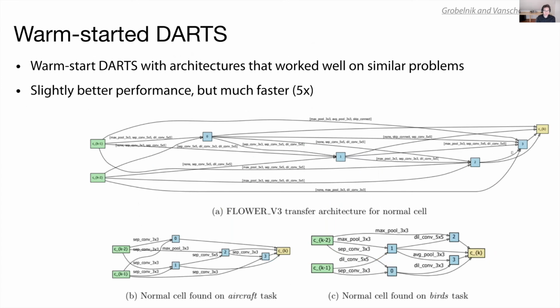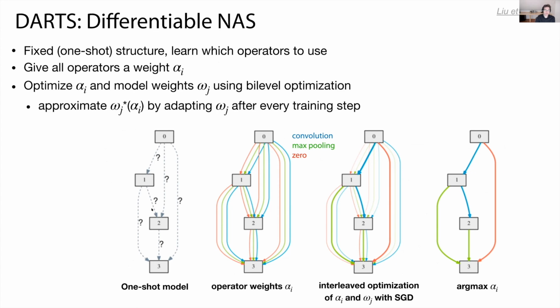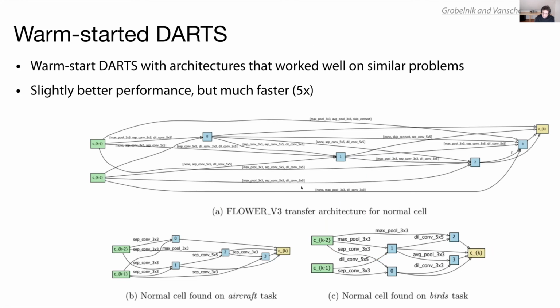One thing you could do is warm start DARTS. So instead of starting from a user-defined one, we can learn a good model to start from. In this case, we looked at different architectures learned on different data sets. These were all image classification data sets. And from that, we built this initial model. So this has a number of states, and between them, we have options like max pool, average pooling, skip connect, and so on.